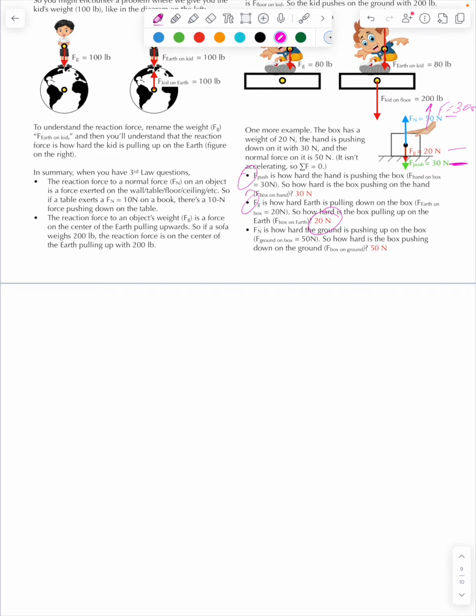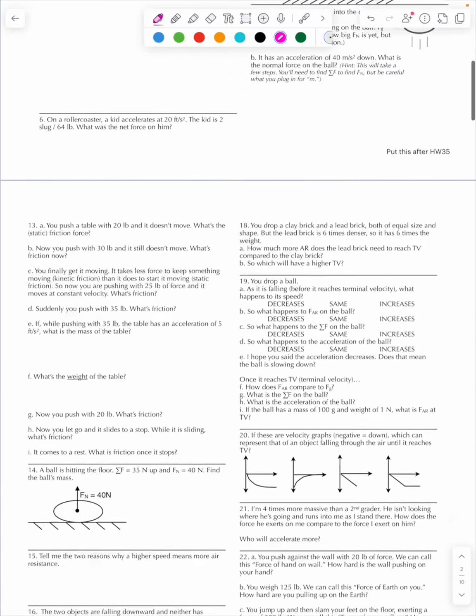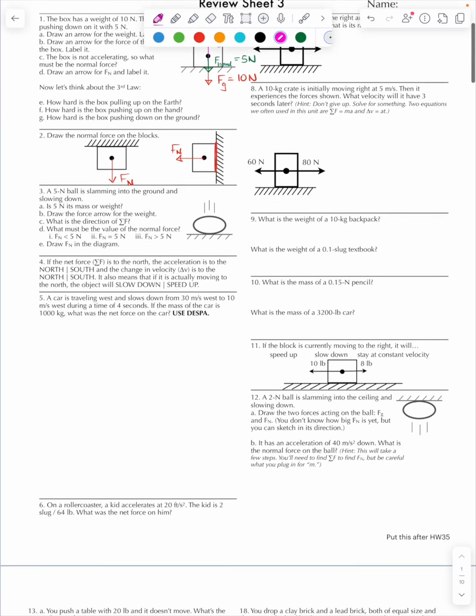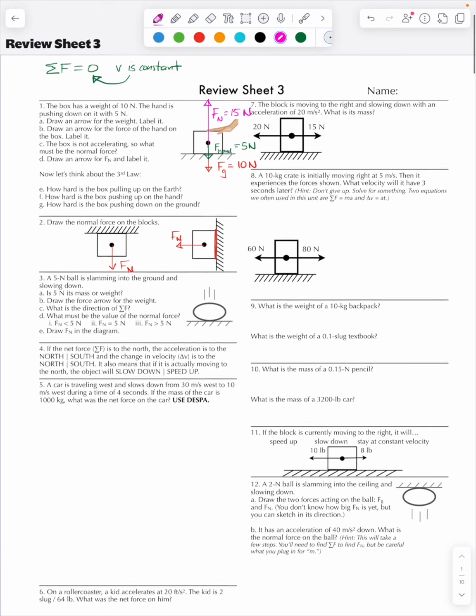F sub n, the normal force, is how hard the ground is pushing up on the box. So how hard is the box pushing down on the ground? 50 newtons, same value. Okay, so sorry about that, but I don't mean to waste your time, I just kind of want to go over that. Again, I'm going to guess there's probably one third law question on the final, but maybe there's two.